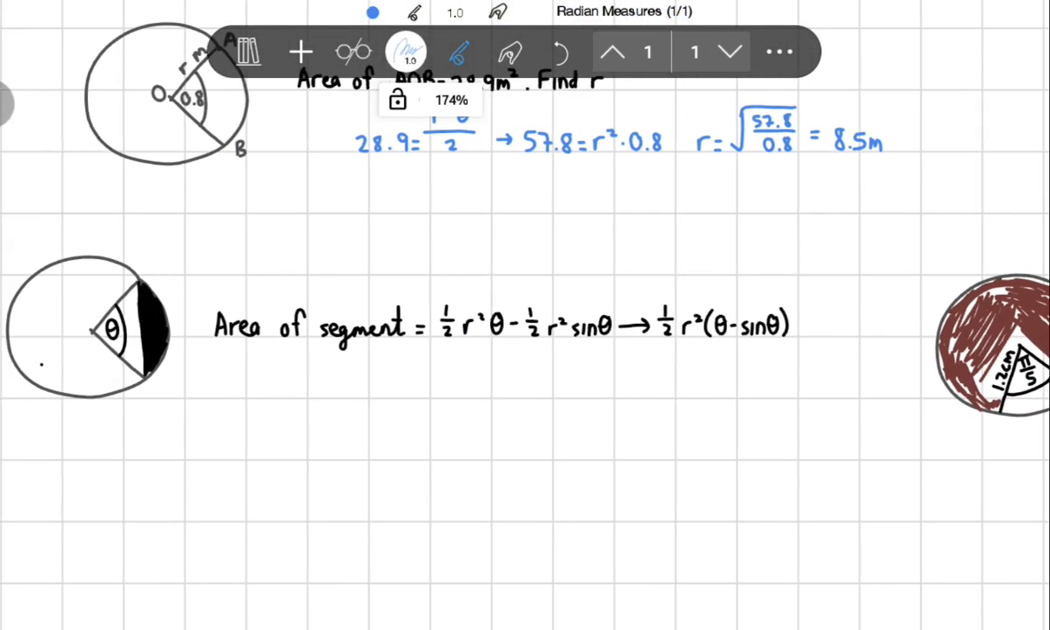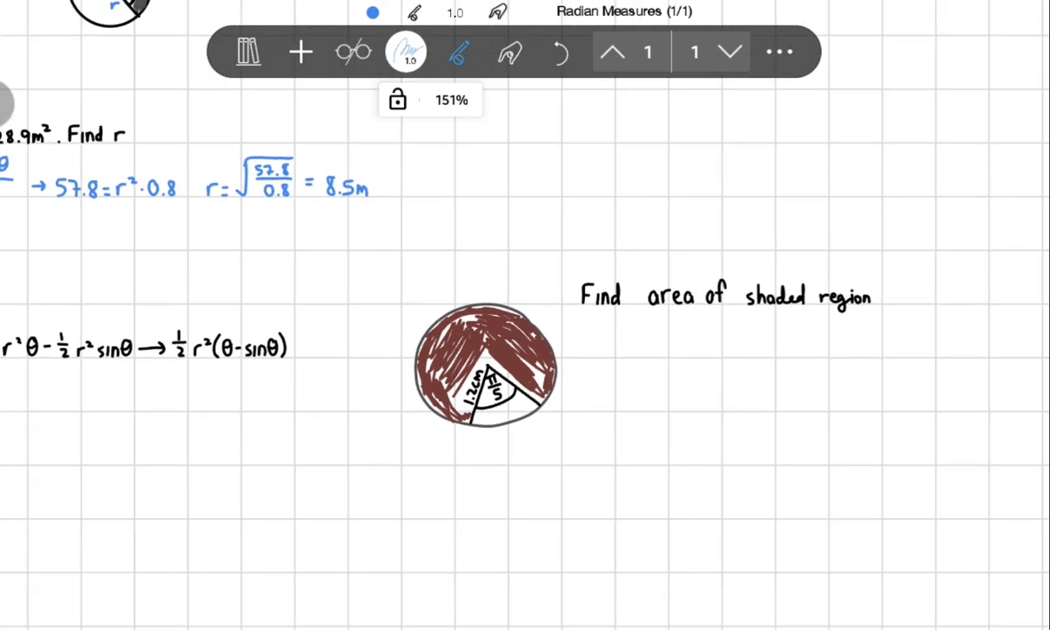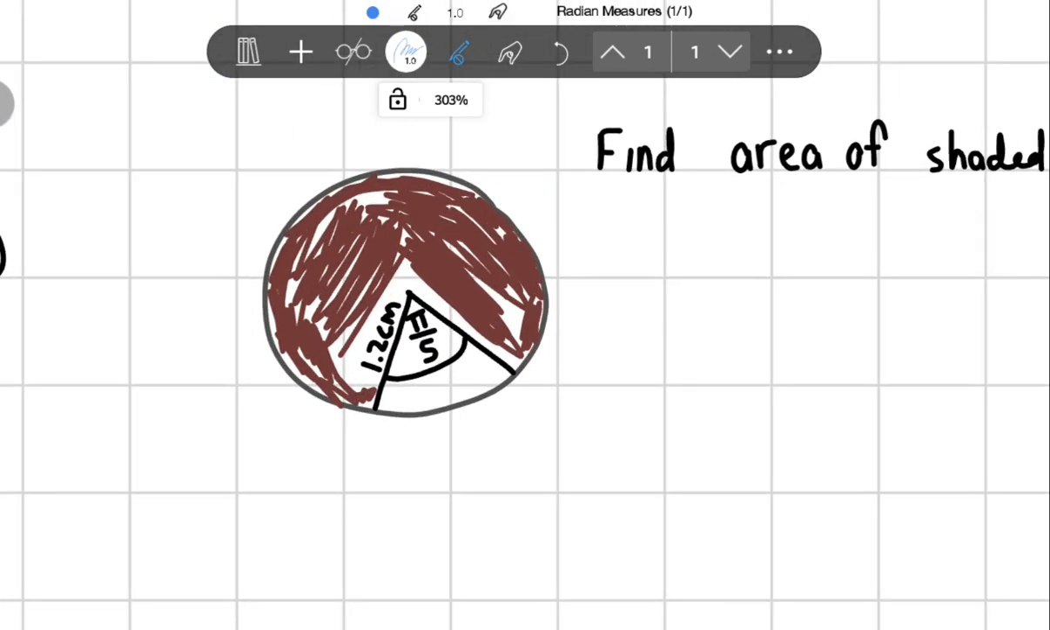So let's solve a question based on the area of segments, and here we're asked to find the area of the shaded region. Keep in mind, the area of the shaded region is the entire circle except that sector. So the way you could find the area of the shaded region is by calculating the entire area of the circle and then subtracting the area of the sector.